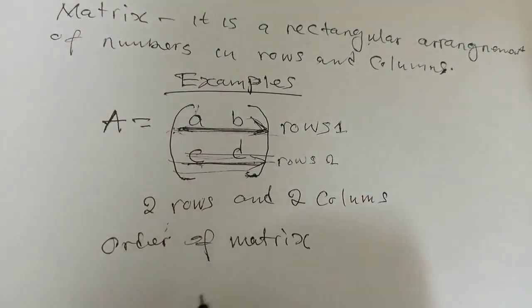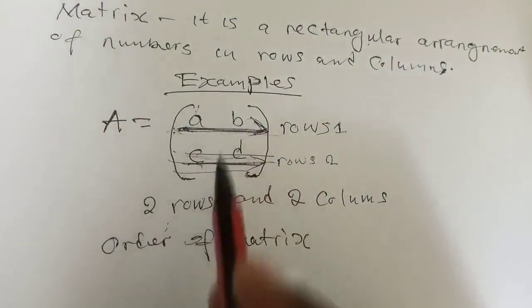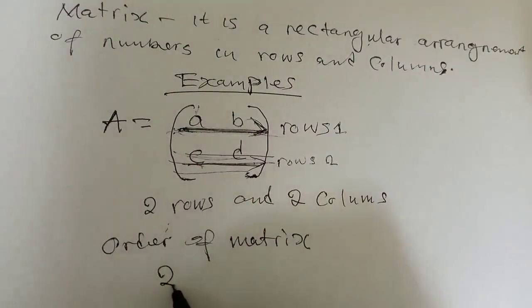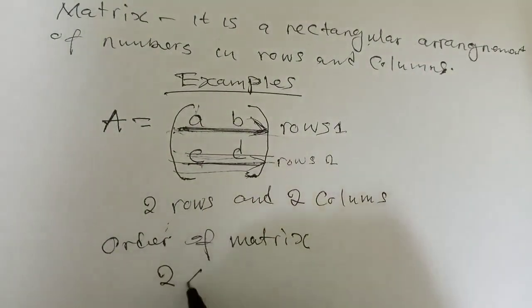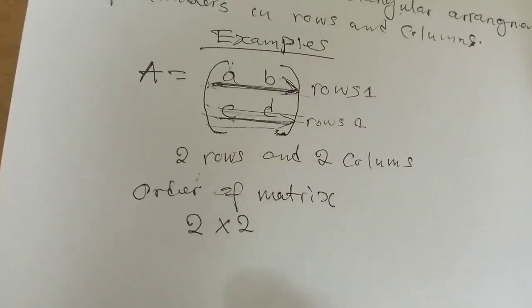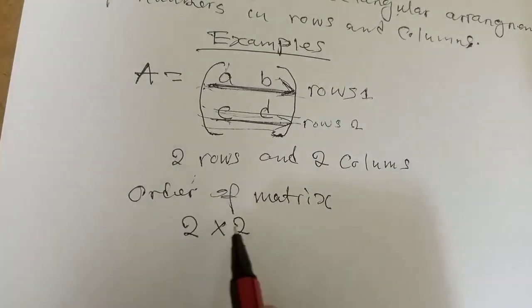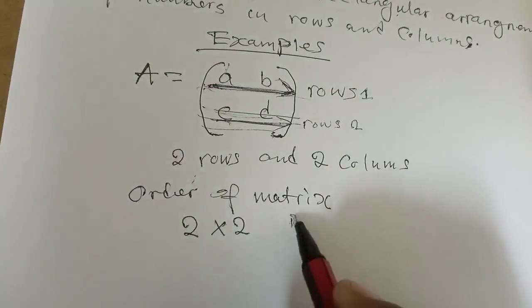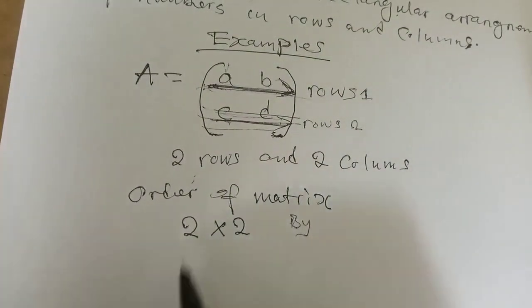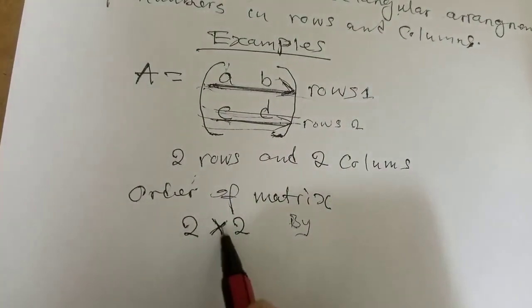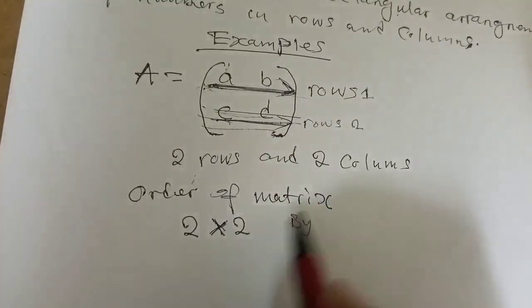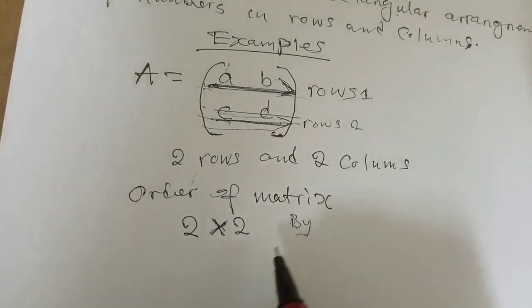They come in paper 1. So the order of this matrix is what? It is 2 by 2, like that. So we use the multiplication sign to represent the "by". This same by, this same by, like that. But we use a multiplication sign to represent this in matrices.